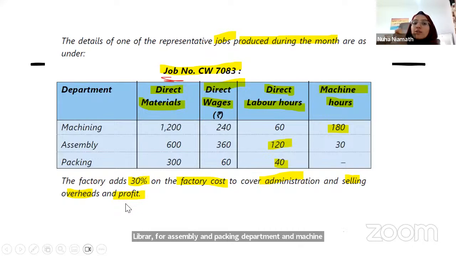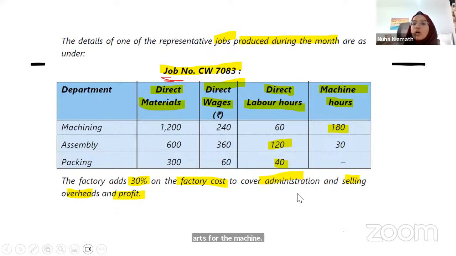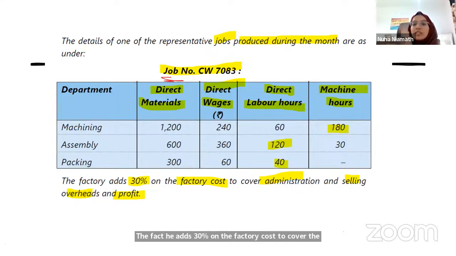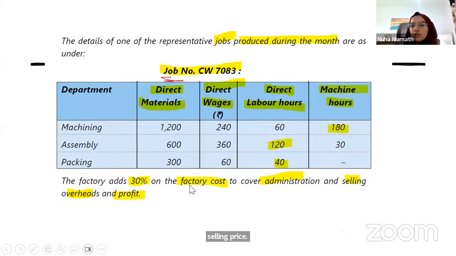The factory adds 30% on the factory cost to cover the admin and the selling overheads and the profit. So it's very simple. You take the direct material, direct wages, give it a 30% markup, and you will arrive at your selling price, correct? No complicated calculations here. A lump sum 30% inflation.